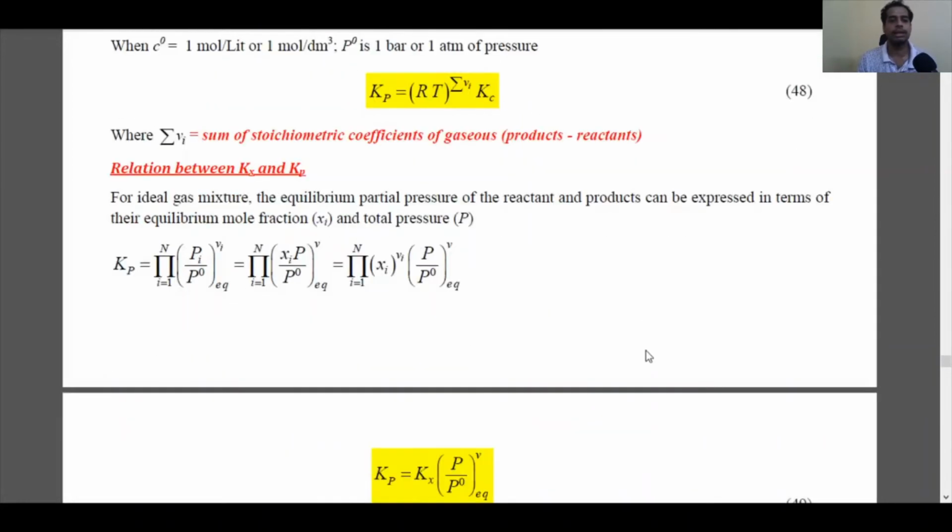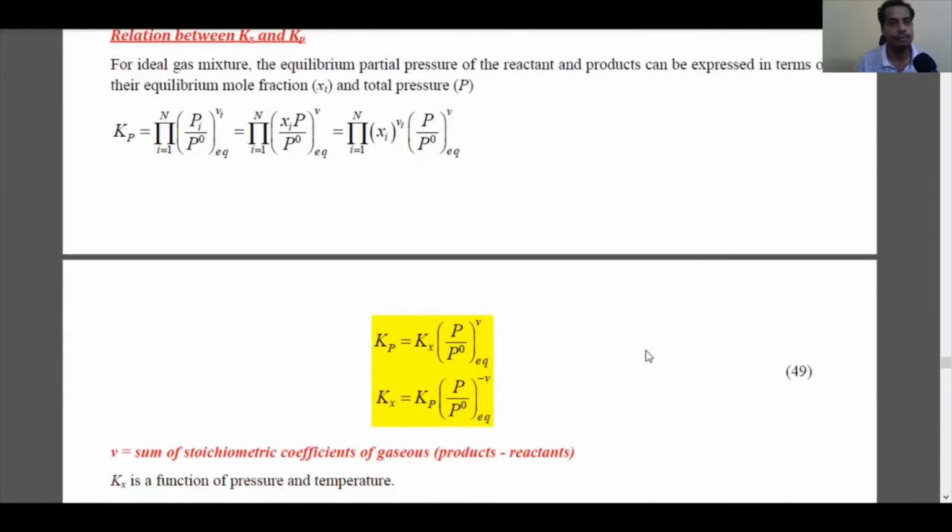Now we will understand the relation between Kp and Kx. For an ideal gas mixture, the equilibrium partial pressure of reactant and product can be expressed in terms of equilibrium mole fraction and total pressure. Generally, partial pressure is equal to mole fraction into total pressure.